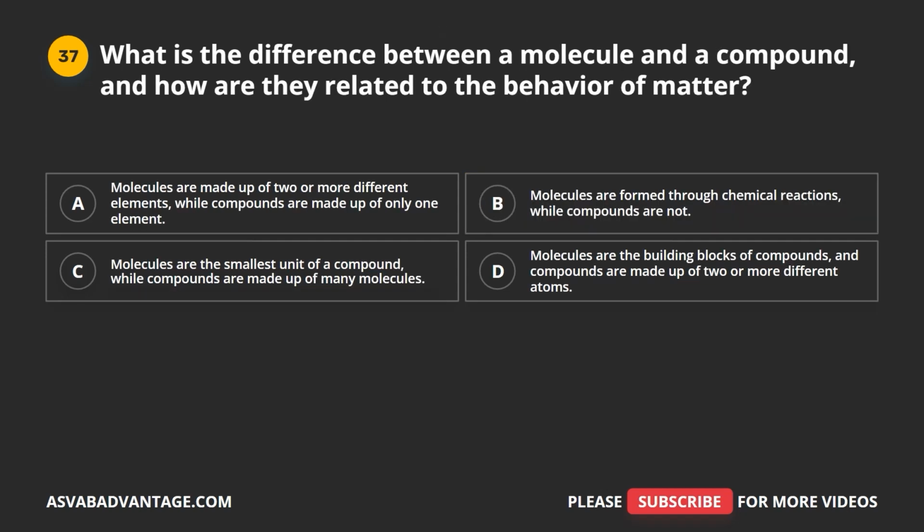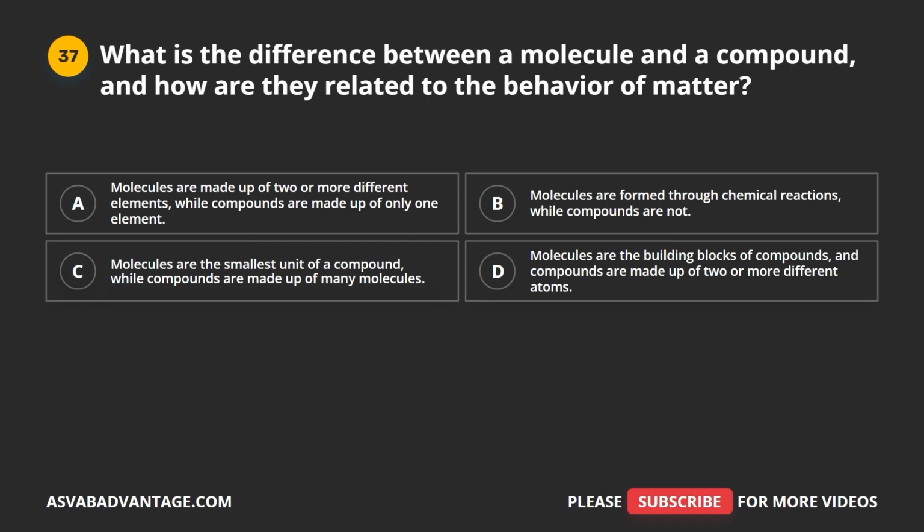Question 37. What is the difference between a molecule and a compound, and how are they related to the behavior of matter? A. Molecules are made up of two or more different elements, while compounds are made up of only one element. B. Molecules are formed through chemical reactions, while compounds are not.